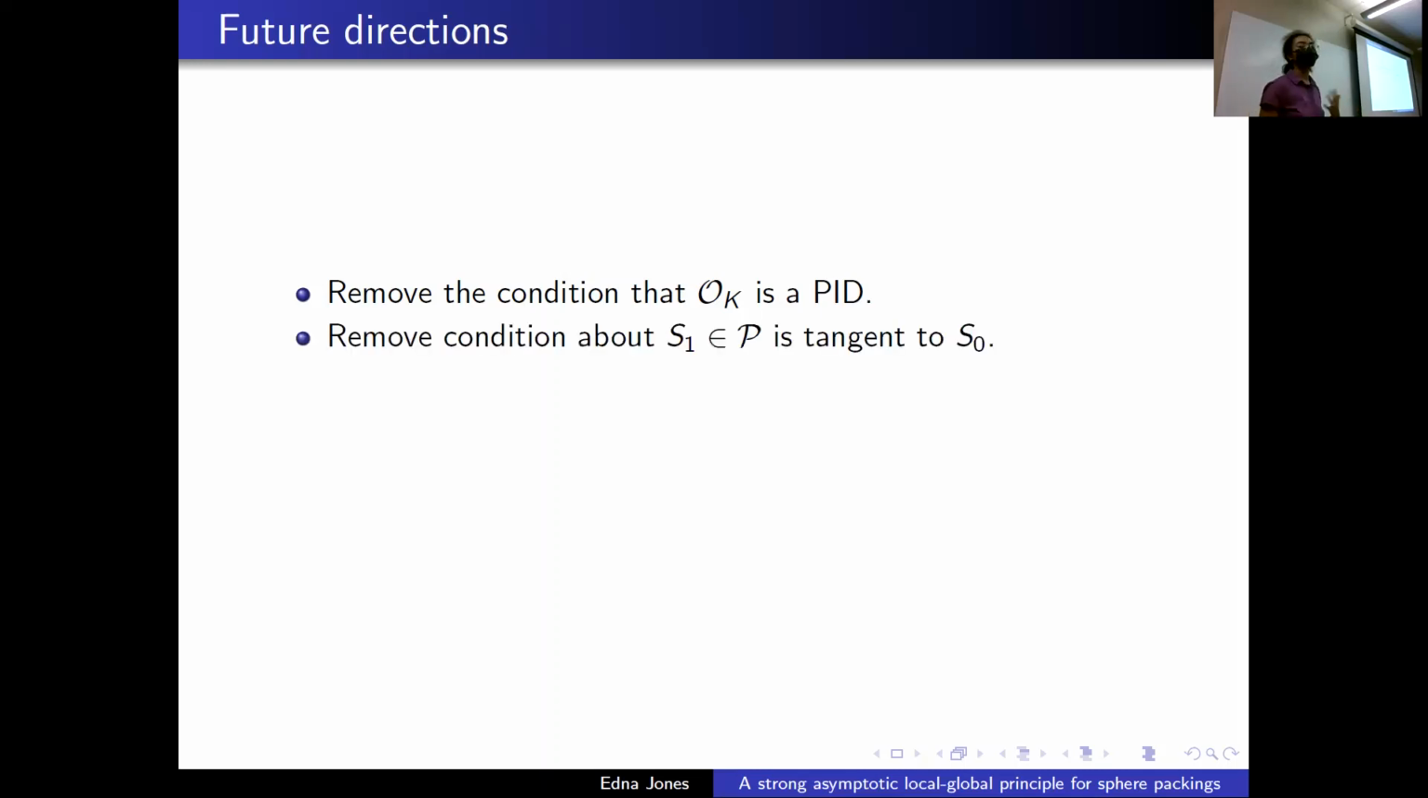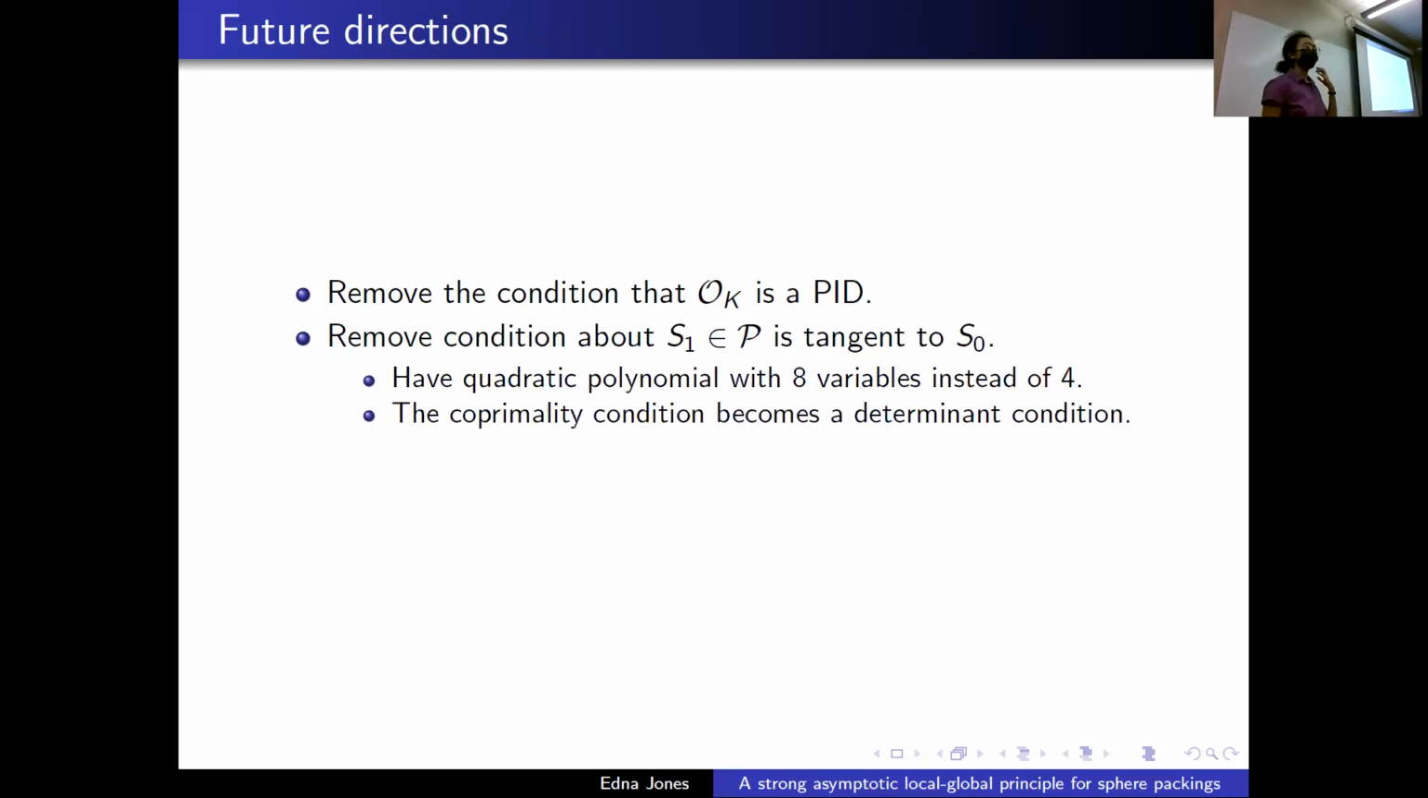Another future direction is to remove the condition that S1 in our packing is tangent to S0. So you would end up with a quadratic polynomial with 8 variables instead of 4, but that coprimality condition actually becomes a lot more difficult because you needed the determinant equal to 1, and it's a lot harder to figure out when that's true.